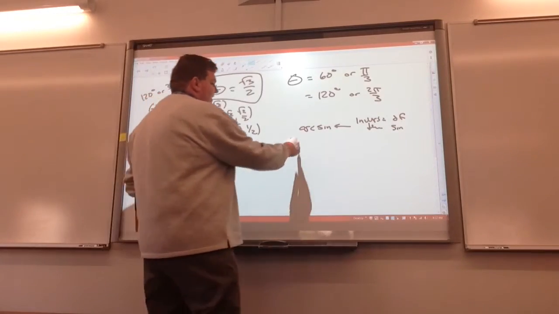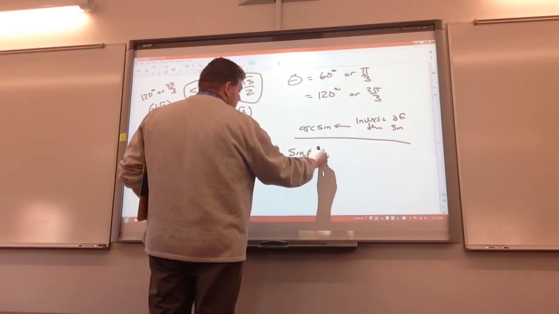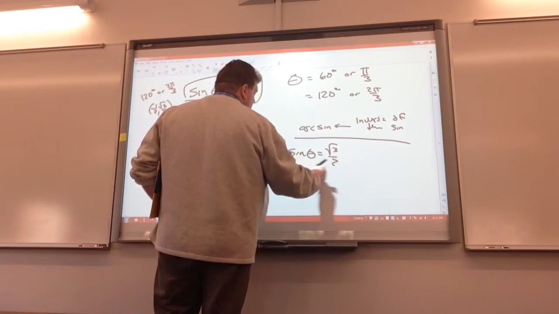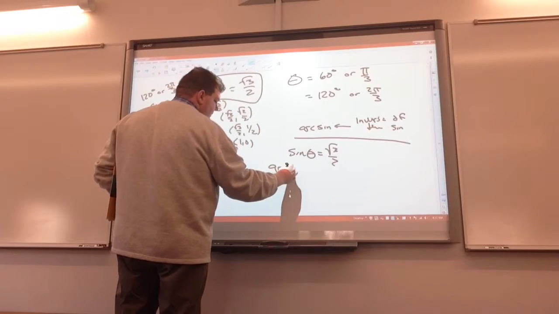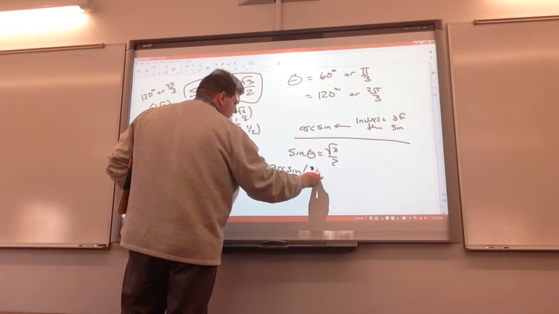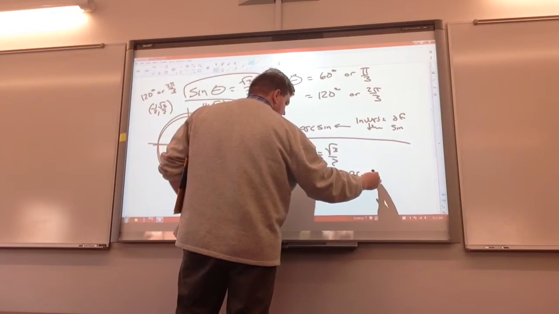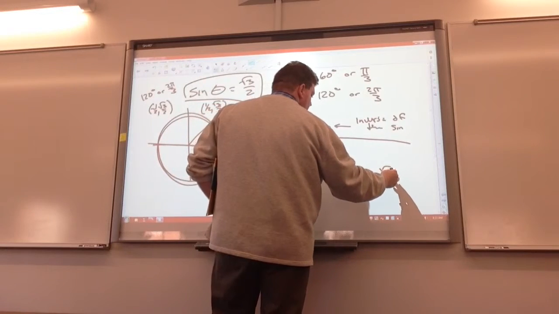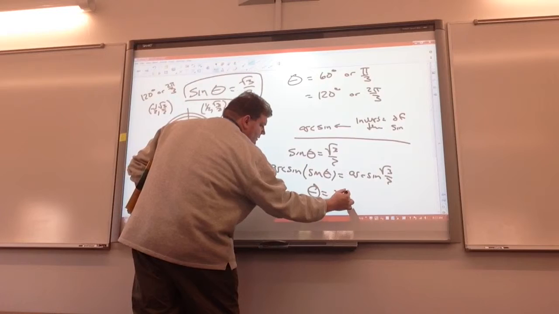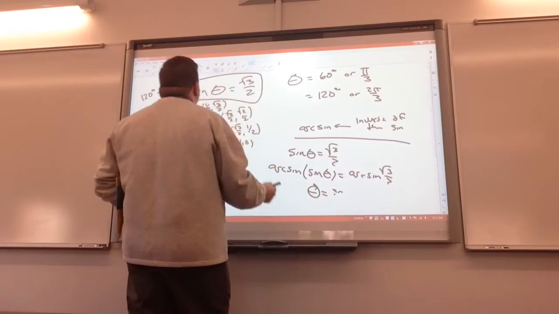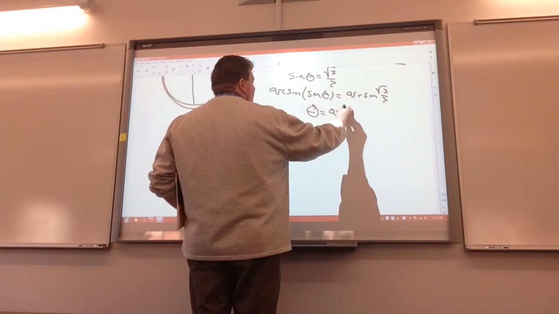So with a calculator, I could write, if I had the sine of theta equals root 3 over 2, I could do the arc sine of both sides. Okay, and that would give me my answer. Now, where's the arc sine on a calculator? It's actually the second function.